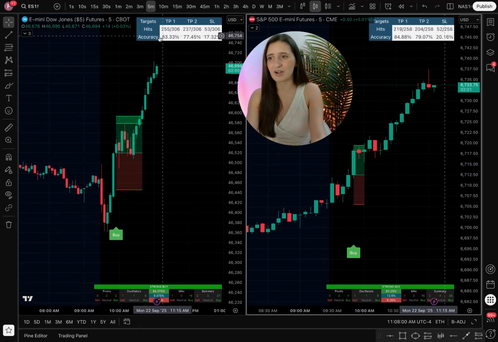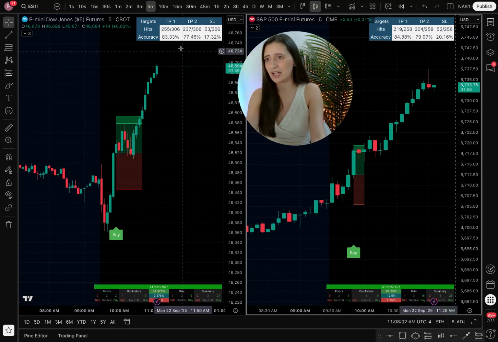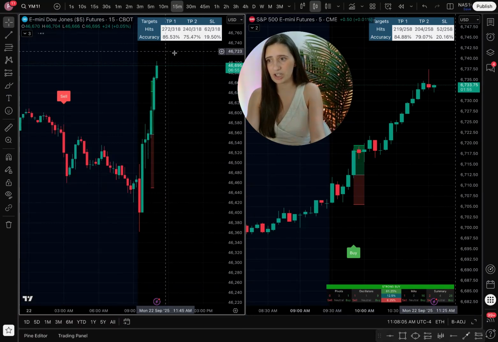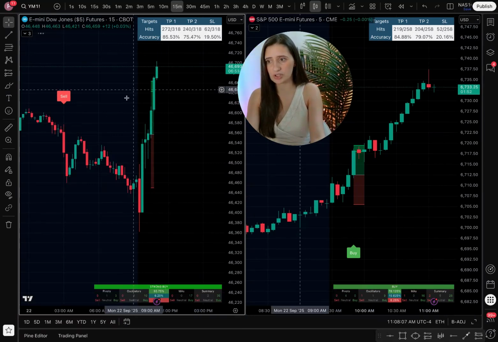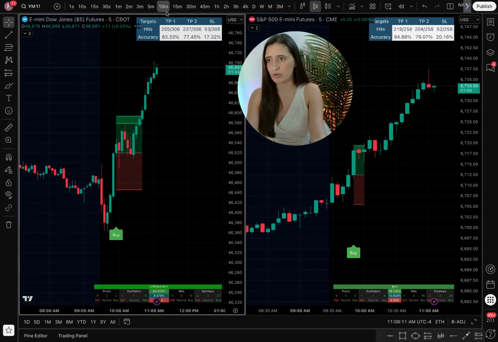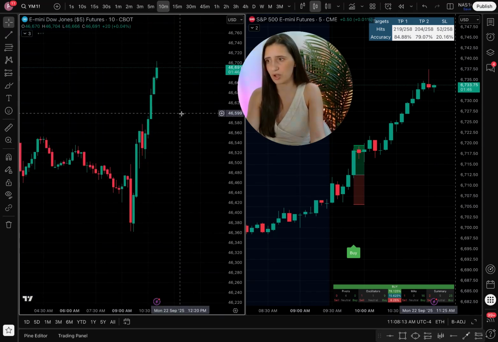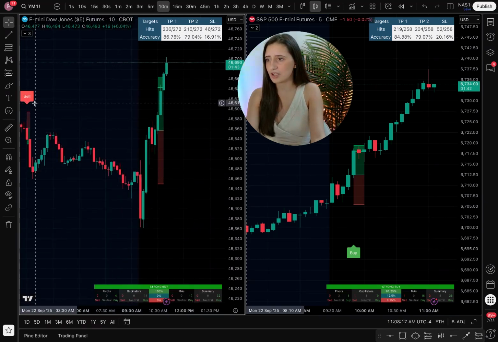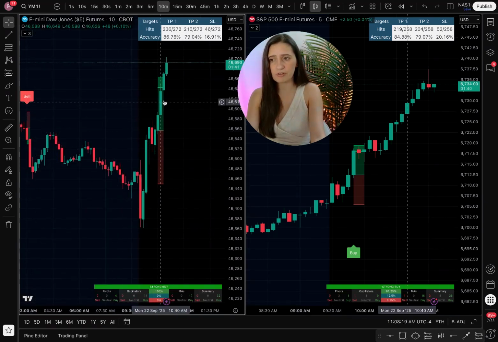And this indicator comes with an accuracy meter. So on any single chart you go to, there's an accuracy meter that changes for every single chart. So as you can see right here, we had a 15-minute signal this morning. We had a 5-minute signal. I'm sure we had a 10-minute signal as well. Just waiting for it to load. There you go. And we had a sell signal over here.